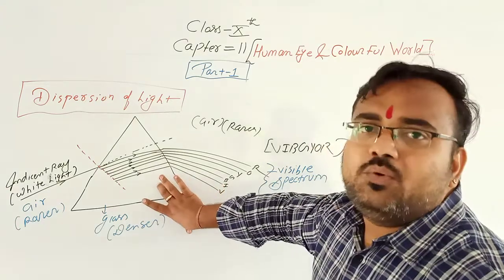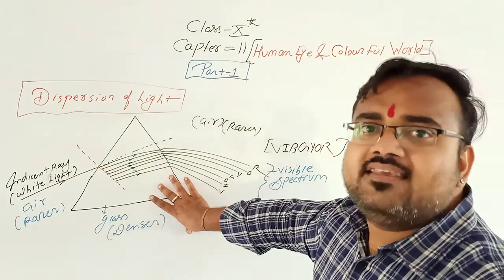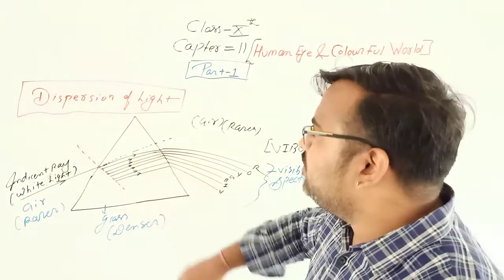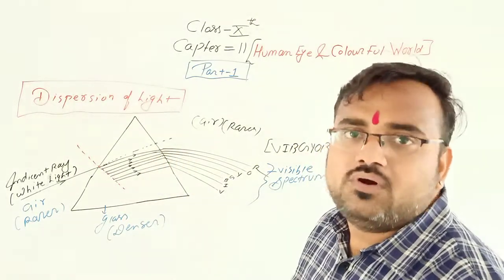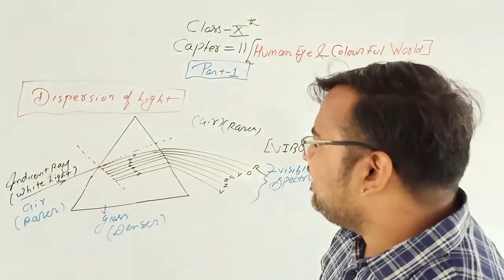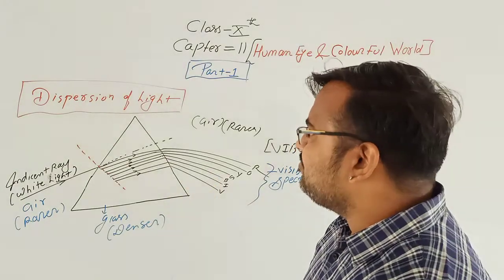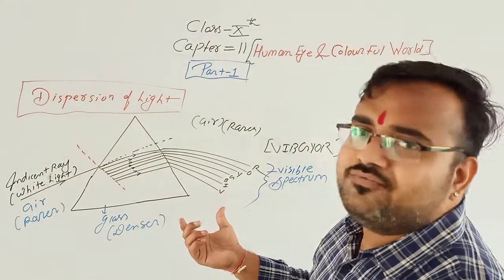And by this phenomenon only we can see the rainbow. Clear? We can see the rainbow. Now you can draw this diagram. This is a very easy diagram, and it can be asked for 1 or 2 marks.